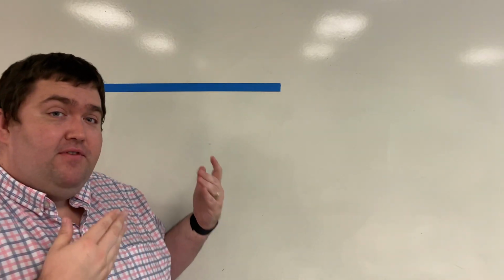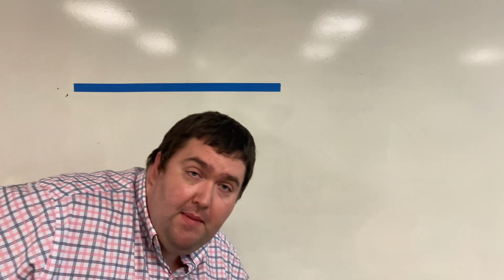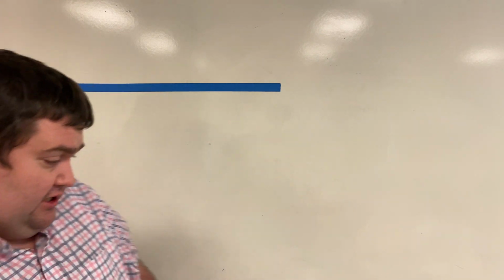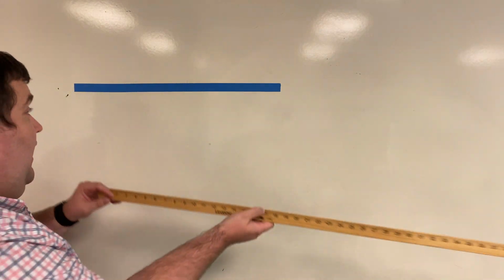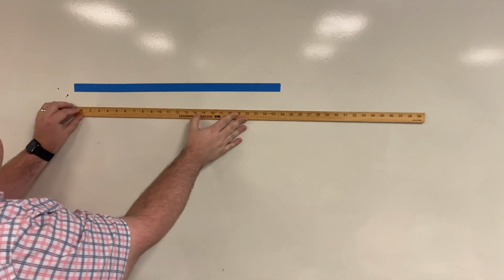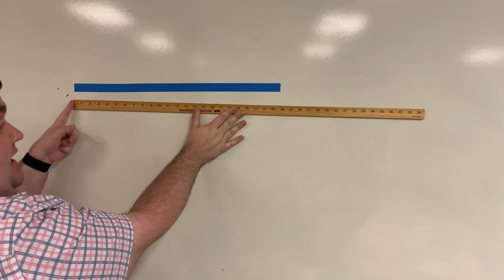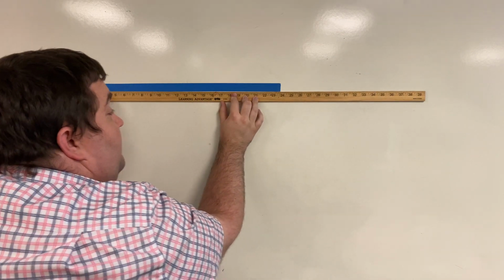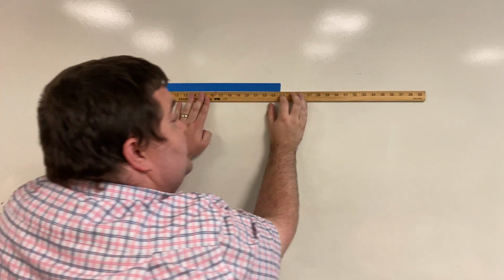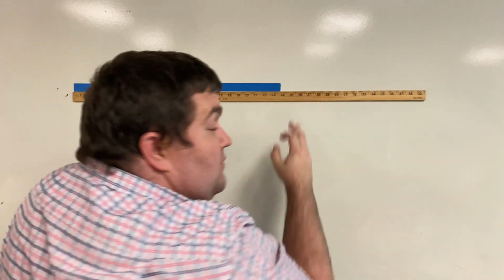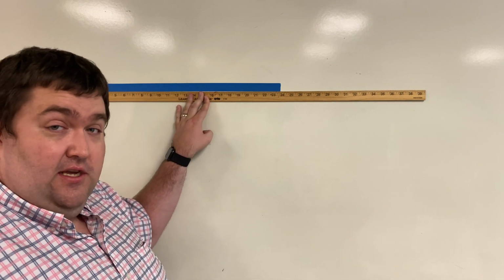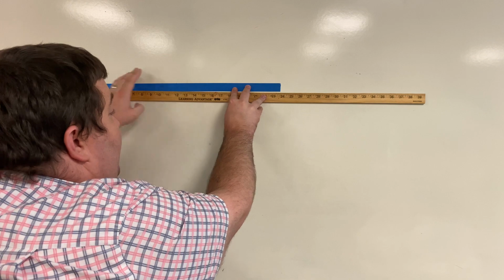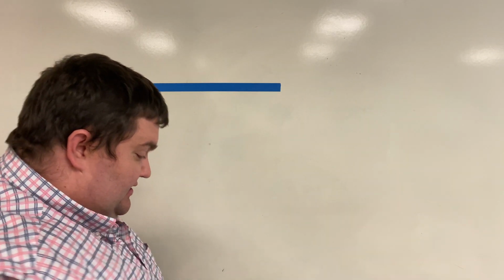All right, so here we have a line segment, and today we're going to be measuring them. The first way that we'll measure is just with a ruler. To measure with a ruler, you take the end of the ruler and put it at the end of the line segment, and you just go over. If we look at this example, it is exactly 23.5 inches. So this is a 23.5 inch line segment.